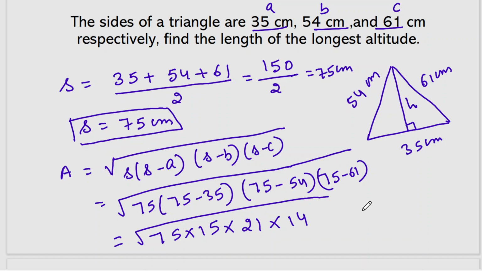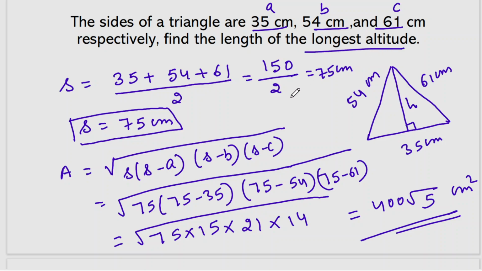Now let us calculate this. What will be the value of the area after calculating all this? 420 root 5. If you prime factorize, you will get the value. And this means centimeter square. So you have got the value of A. Now I'm going to use this value, that is the area of the triangle, to find the length of the longest altitude.